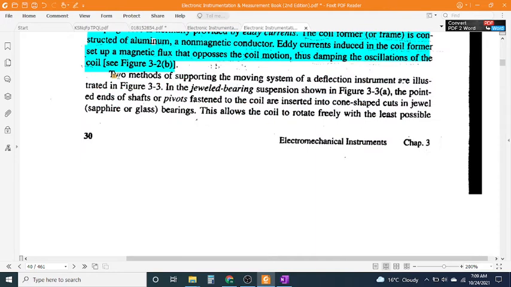Two methods of supporting the moving system of a deflection instrument are illustrated in Figure 3-3.